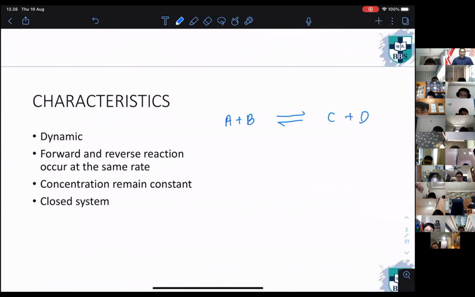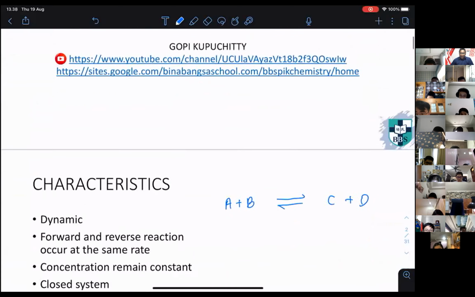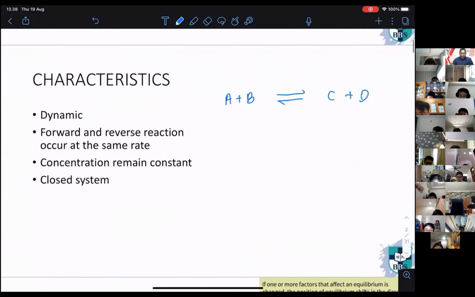And this reaction, if you say dynamic equilibrium or something like that, the situation must be they are dynamic. What is the meaning of dynamic? They are always going to happen. It means they are always reacting, they are not stopping. And then the rate of forward reaction is the same as the rate of reverse reaction.